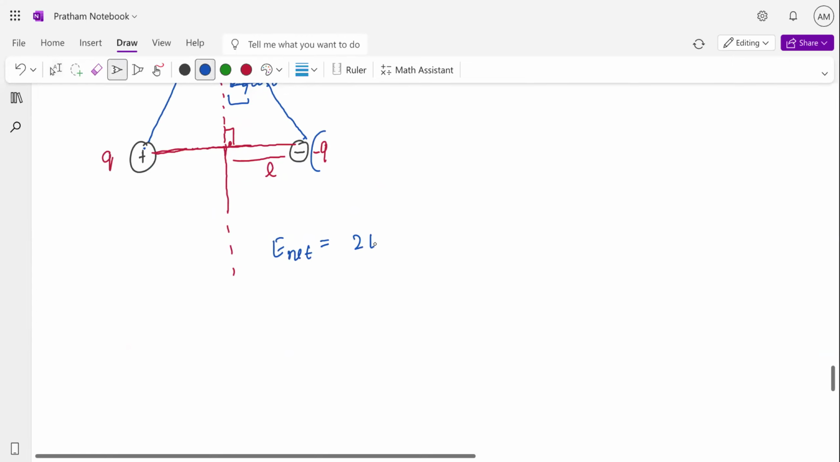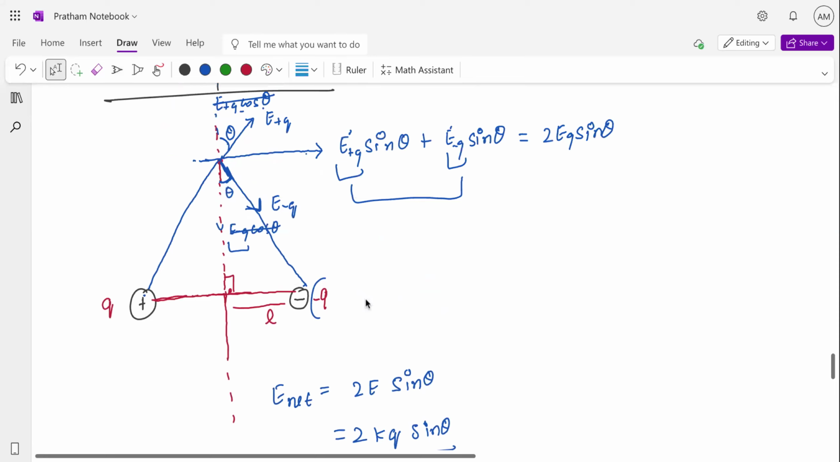It is nothing but 2E sin theta. And what is that E sin theta? 2 times of K, whatever the Q, sin theta. I have not put the value yet, we'll put it in a minute. Divided by the distance square, that is your R square.